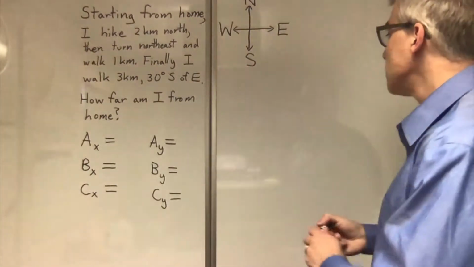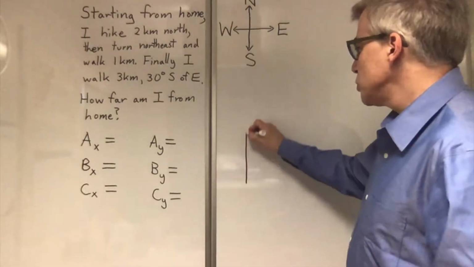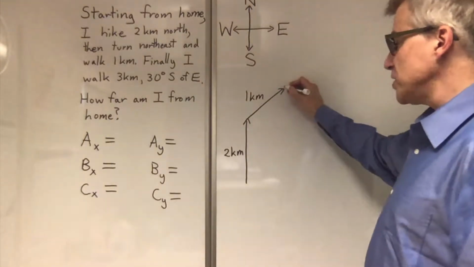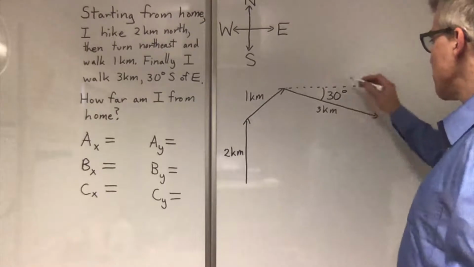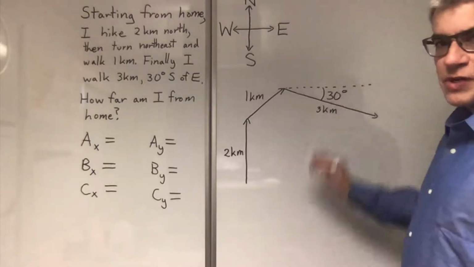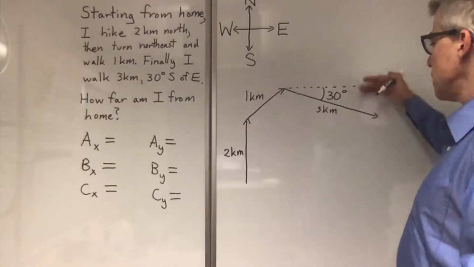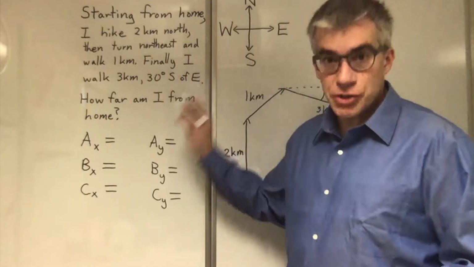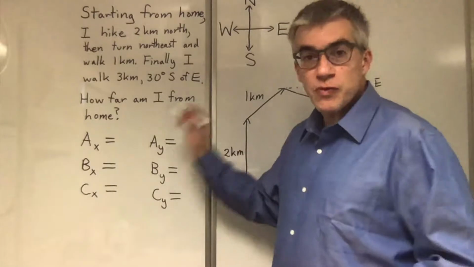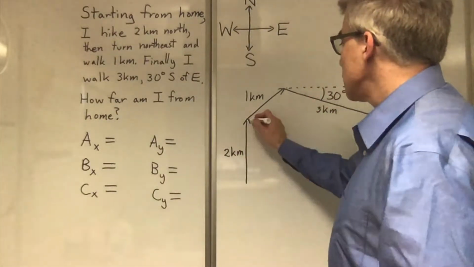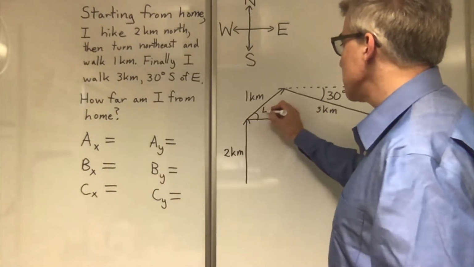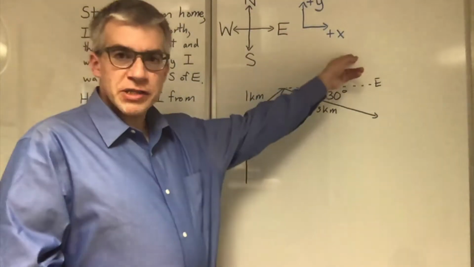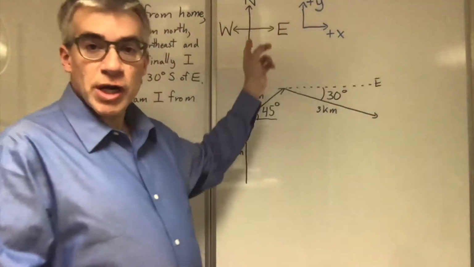Here's the compass. We start by going 2 kilometers north, 1 kilometer northeast, 3 kilometers, 30 degrees south of east. This way is east, this is south of it. Now when I say northeast, I mean due northeast. In other words, 45 degrees. So this angle here is 45 degrees. We're using positive x for the east and positive y for north.